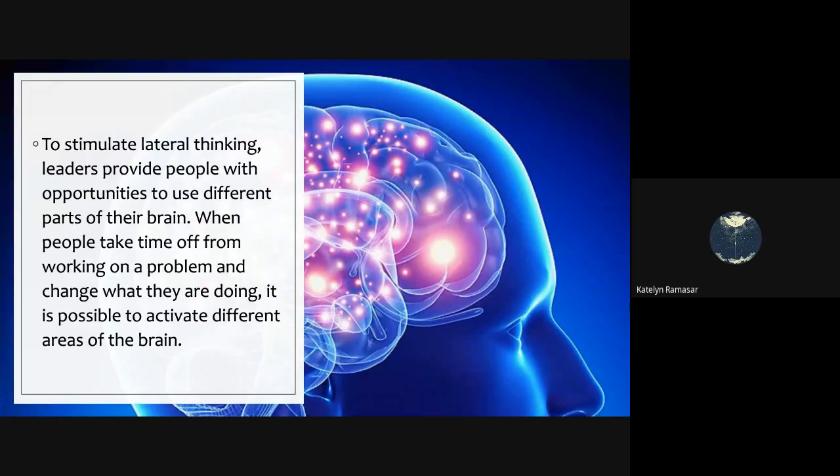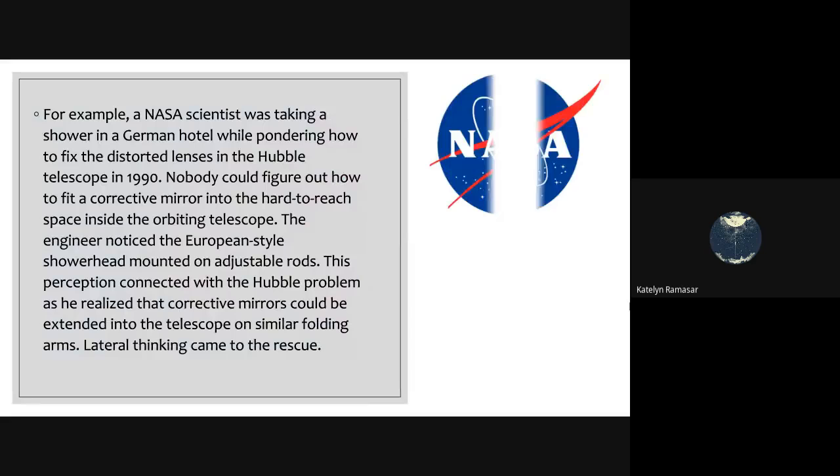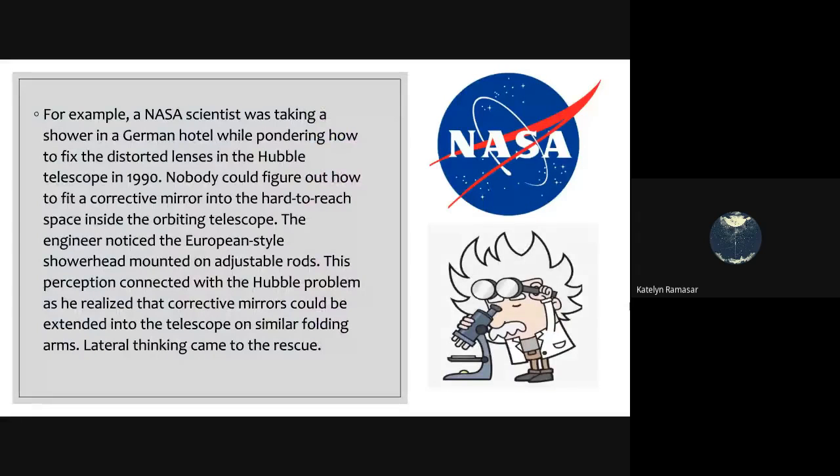To stimulate lateral thinking, leaders provide people with opportunities to use different parts of their brain. When people take time off from working on a problem and change what they are doing, it is possible to activate different areas of the brain. For example, a NASA scientist was taking a shower in a German hotel while pondering how to fix the distorted lens in the Hubble telescope in 1990. Nobody could figure out how to fit a corrective mirror into the hard to reach space inside the orbiting telescope.